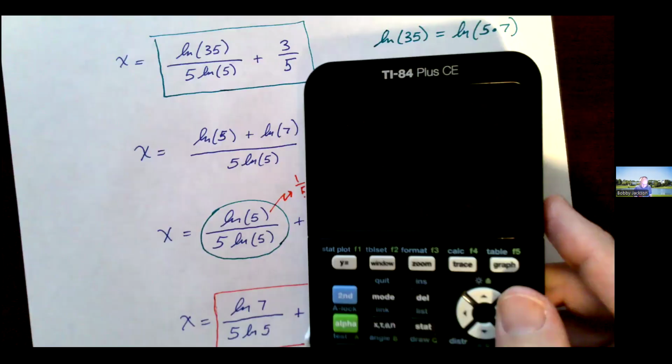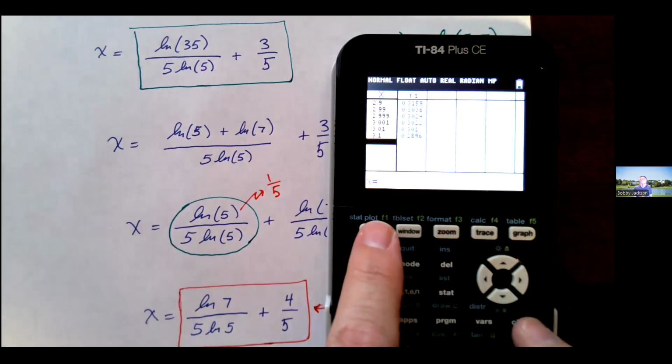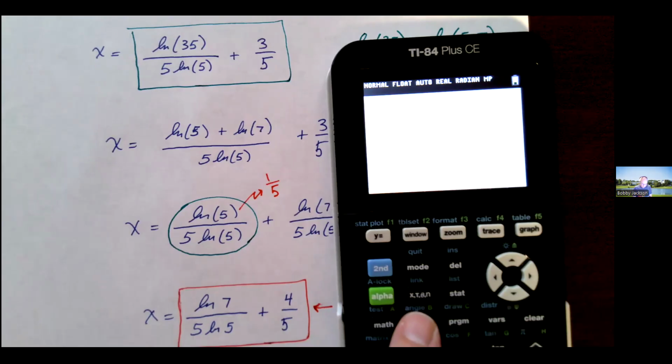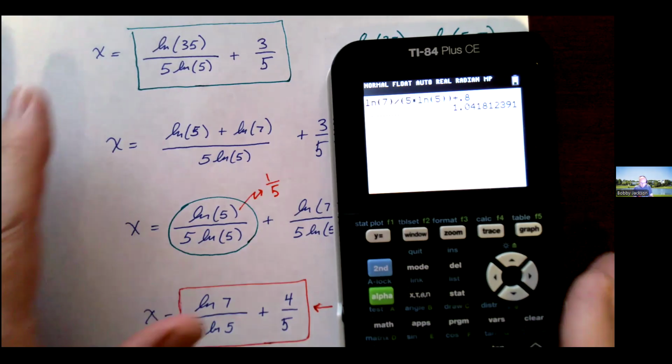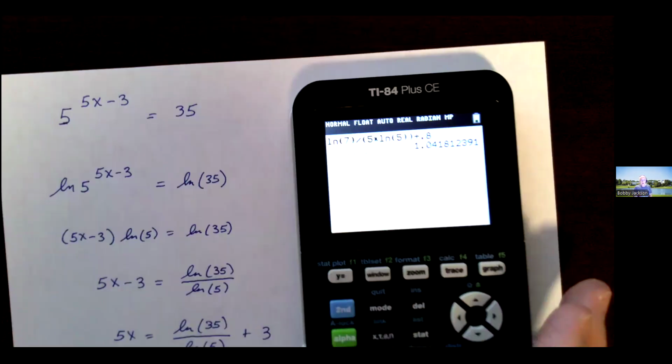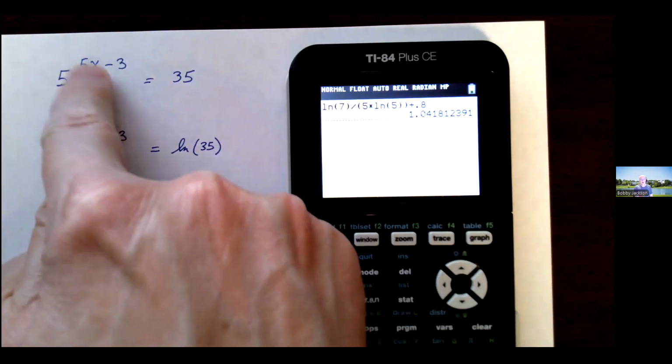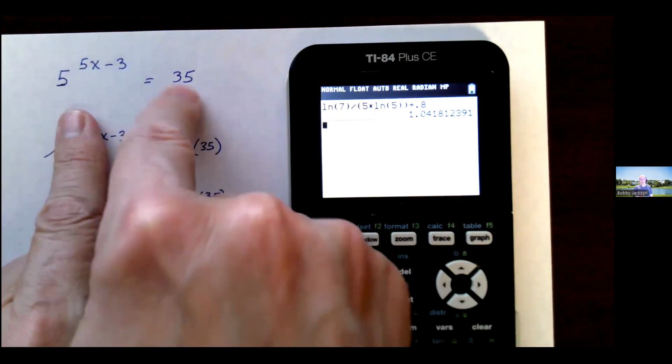We can approximate this with the calculator. So I'm going to do this as the natural log of 7 divided by the quantity 5 times the natural log of 5. Okay, there's that first fraction, plus 4/5, which is 0.8, or you can do 4 divided by 5. And so this is the approximate solution. And notice you can double check this in your calculator, because if I plug in this value of x for x here, 5 times this quantity minus 3, and then raise 5 to that power, I should get 35.